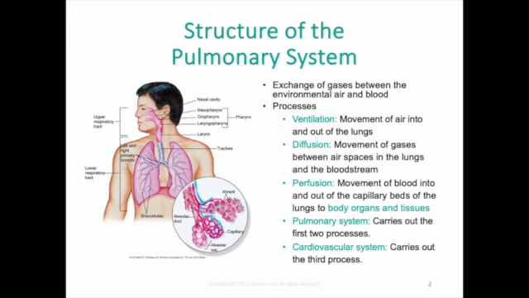When we talk about the pulmonary system, it carries out the first two of these processes. It's going to help with ventilation and diffusion, while the cardiovascular system helps with the third process, which is perfusion. They're going to work together to help exchange the gases between the environmental air and the blood.